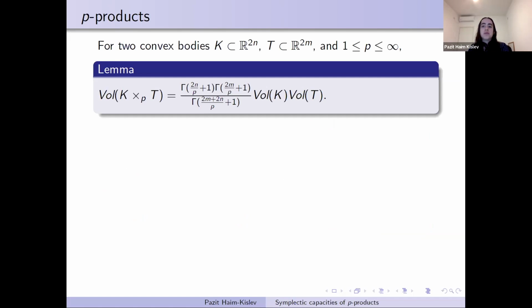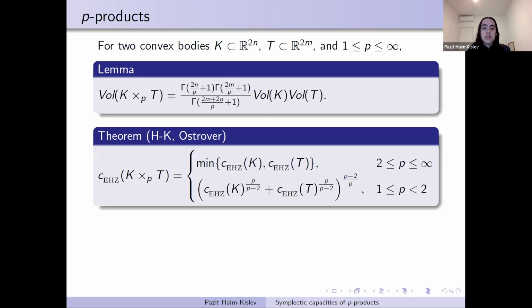Okay, so in order to understand how the systolic ratio changes under p-product, we start by understanding the volume and the capacity. It turns out that the volume of the p-product has an easy dependence on the volume of K and T, and this is just this easy lemma, where this is the gamma function. And the capacity turns out to be the minimum between the capacity of K and T if p is larger than 2, and this formula otherwise.